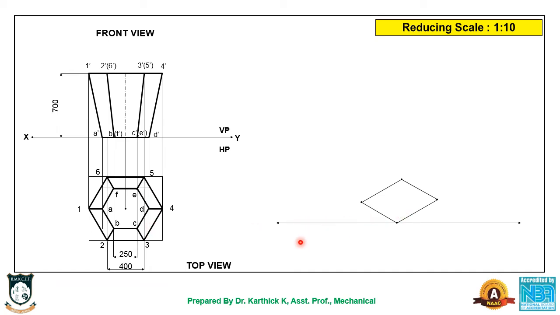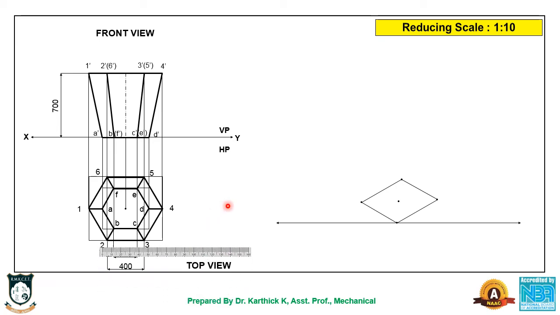What is the next step? We need to convert the inner points, that is A, B, C, D, E, F here. So for that, we need to mark the center for this. You know the procedure how to mark the center. Draw a line like this. You will get the center.